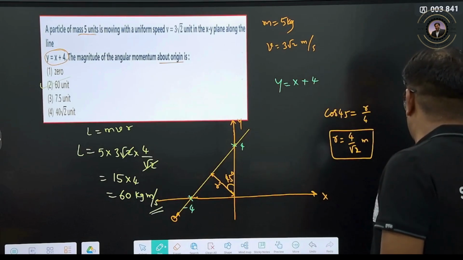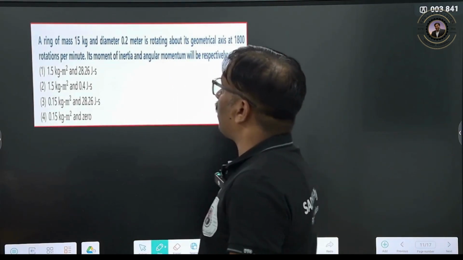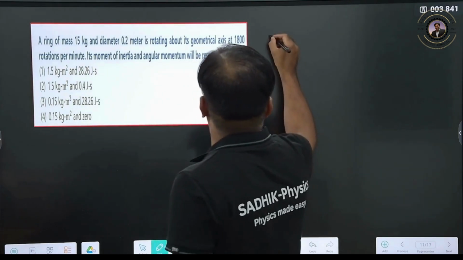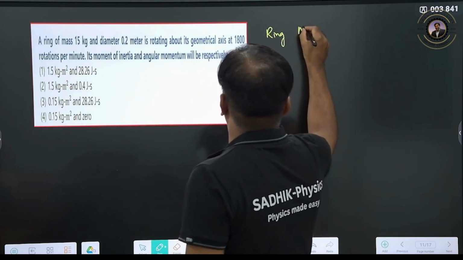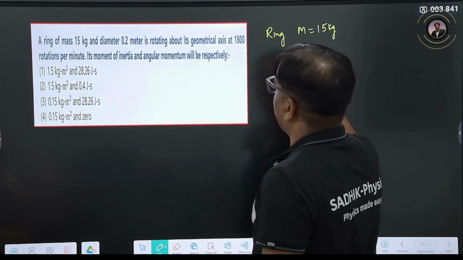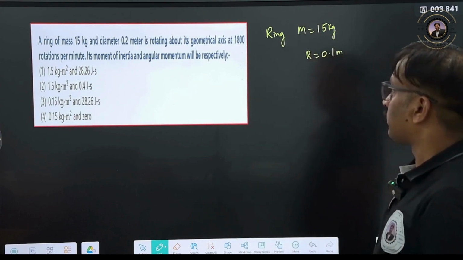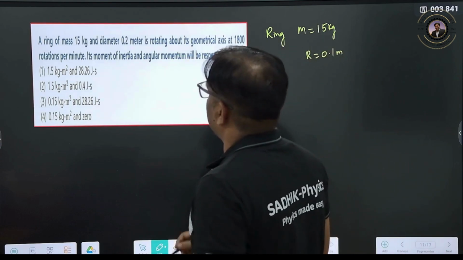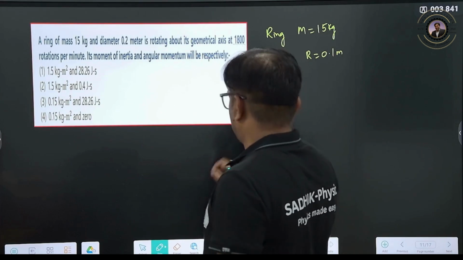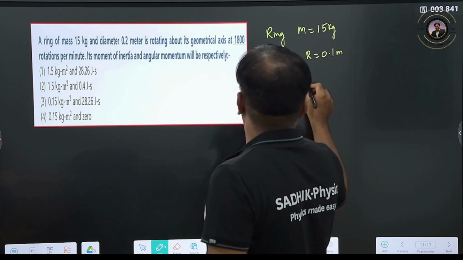So now let us go for one more question. A ring of mass, there is a ring given. This is one ring. What is the mass? It is 15 kg. The radius is 0.1 meters. It is rotating about its geometrical axis. It is rotating with how much? 1800 rotations per minute, that means rpm.